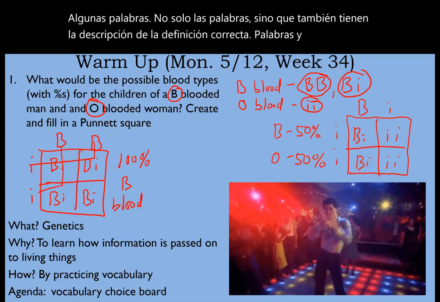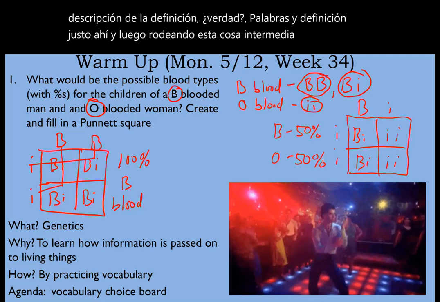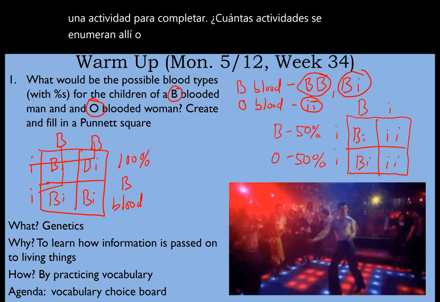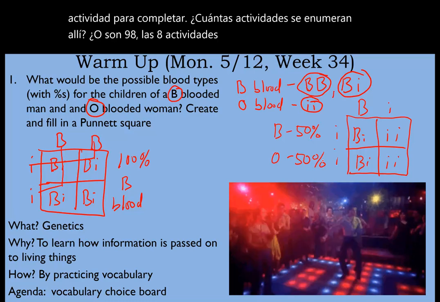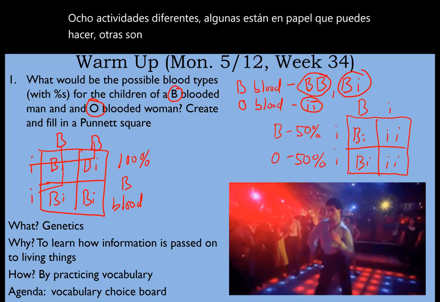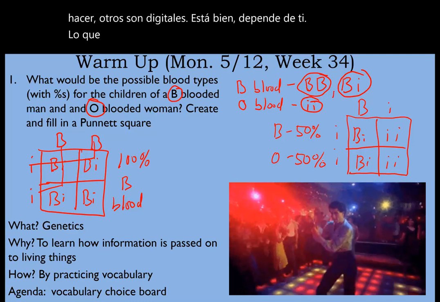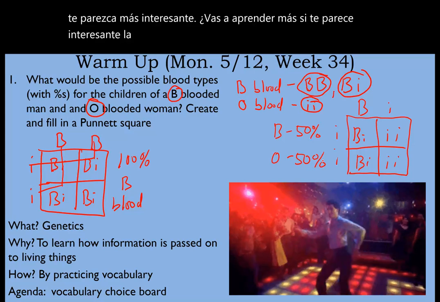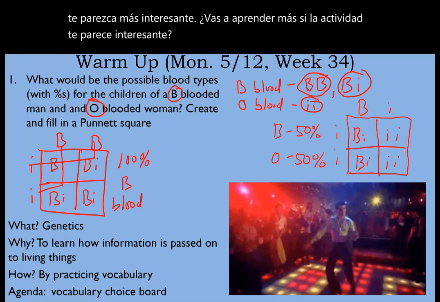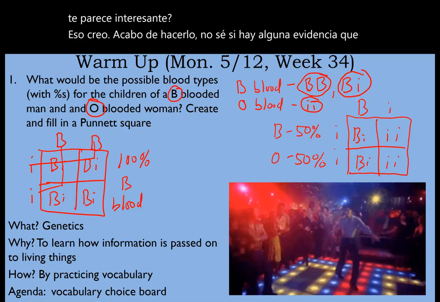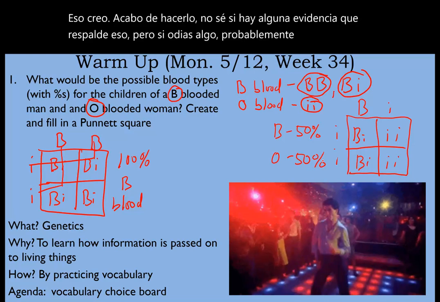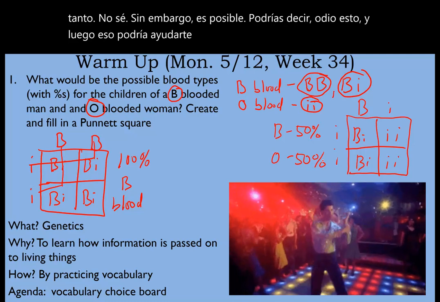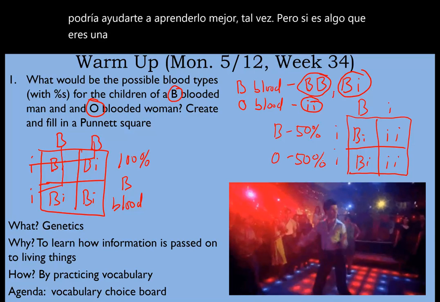And then surrounding this middle thing, it says pick one activity to complete. How many activities are listed there? I think 8 activities, okay? 8 different activities. Some are on paper you can do, some are digital. It's up to you what you want to do. And I want you to use this to do something you find the most interesting. So are you going to learn more if you find the activity interesting to you? I think so. I don't know if there's any evidence to support that, but if you hate something, you're probably not going to learn as much. You might, though. You might go, oh, I hate this, and then that might help you learn it better. Maybe. But if it's something you're kind of enjoying, it's kind of interesting to you, it might help you learn.